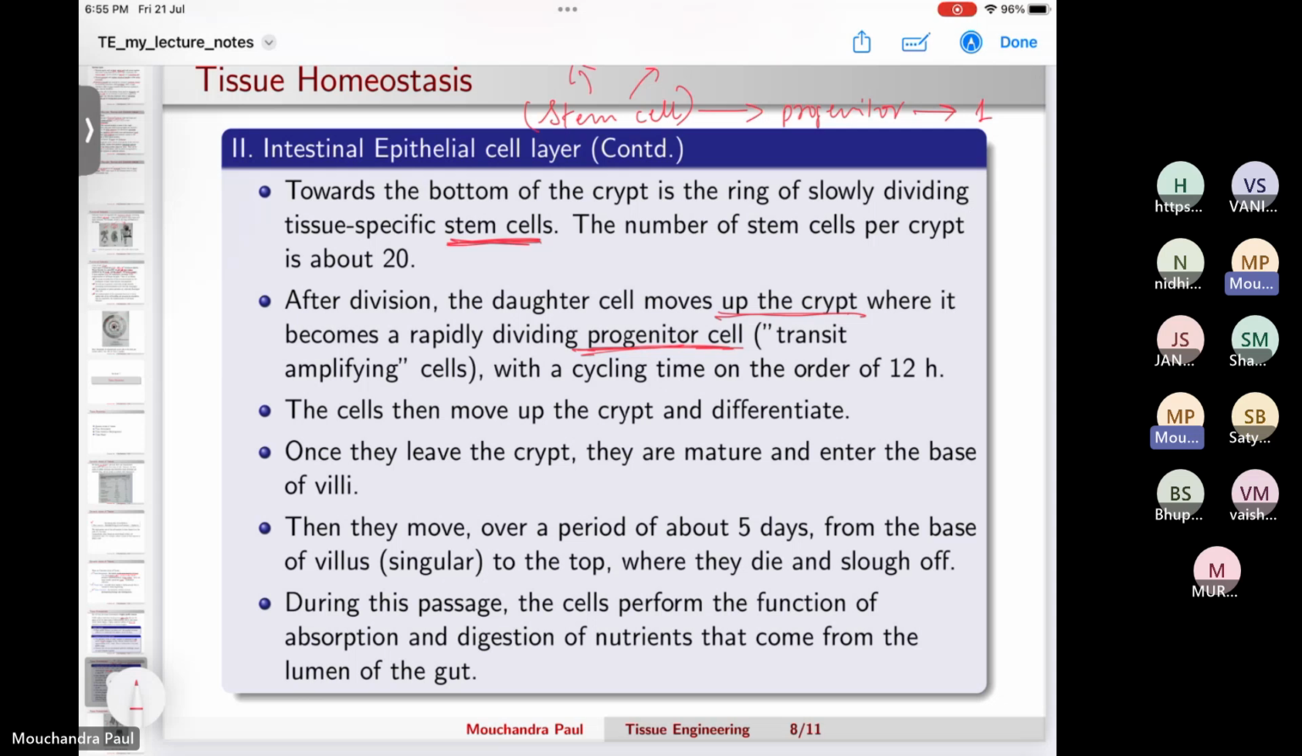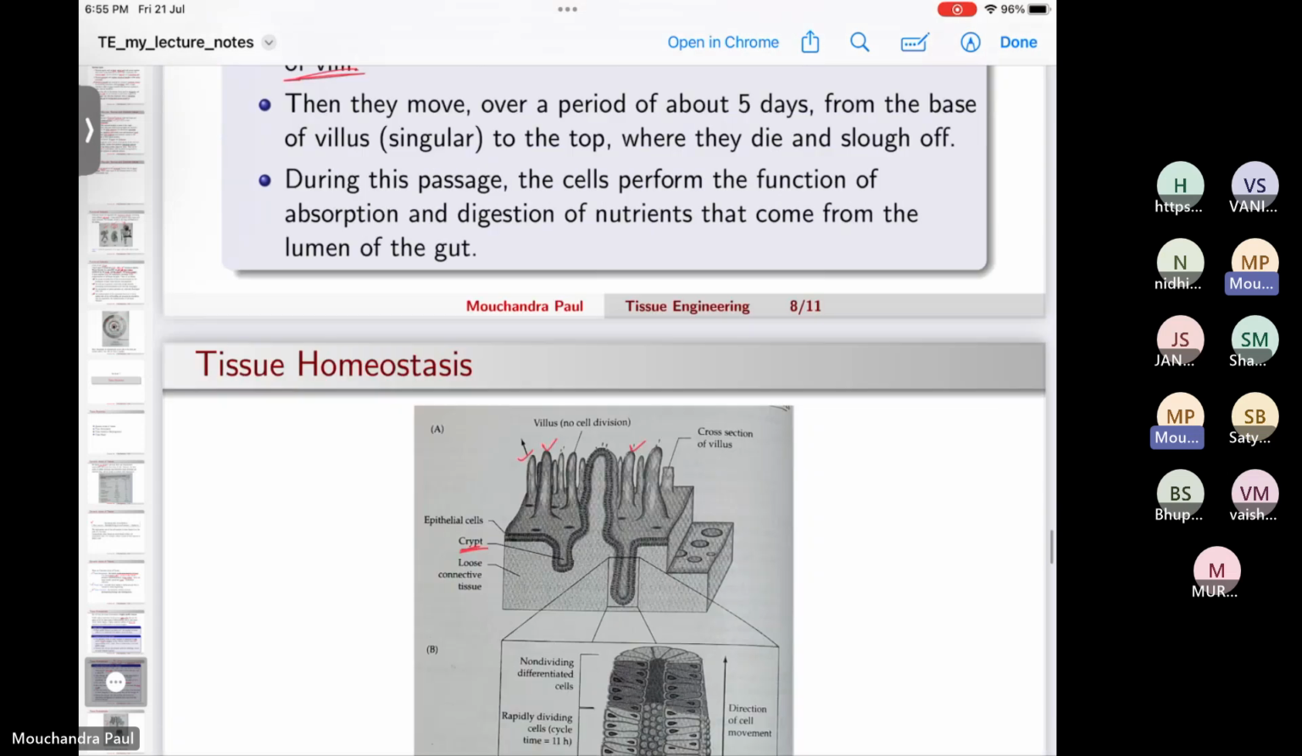So in order to give rise to millions of cells, we need progenitor cells. They will start dividing, and each of these progenitor cells will then start to differentiate. Now as this division and differentiation process is happening, the cell is moving up the crypt. Once they have left the crypt, the trough region, they are fully mature. They now enter the base of the villi. So have a look at this diagram.